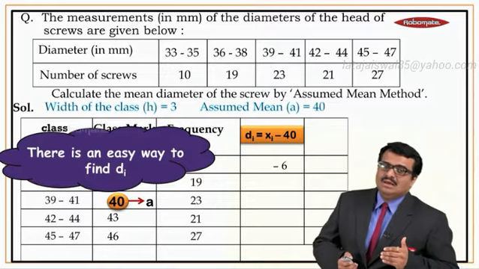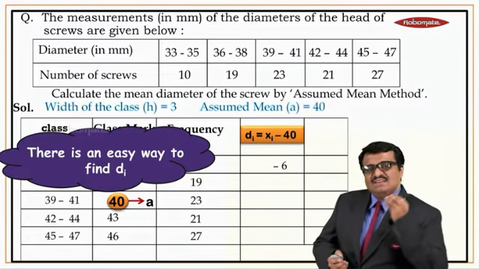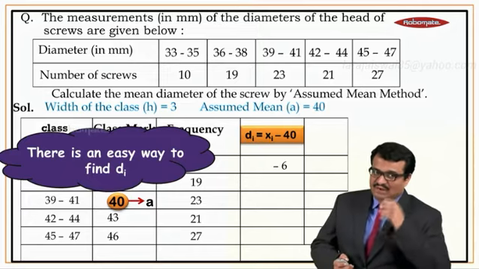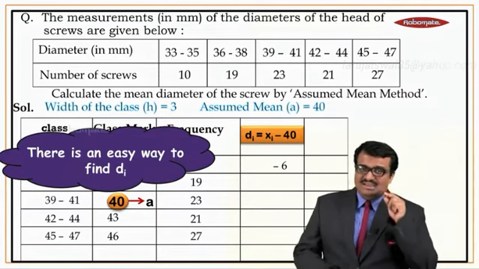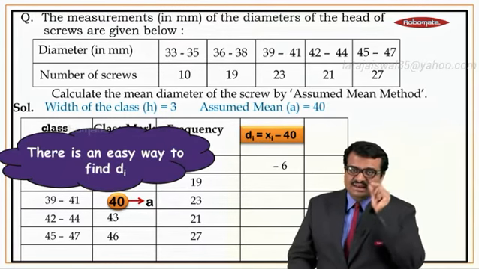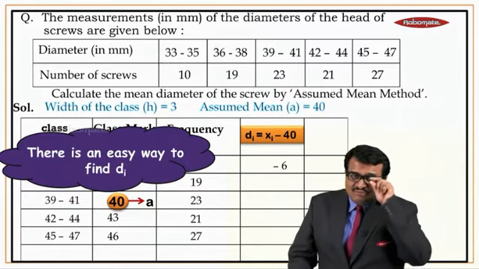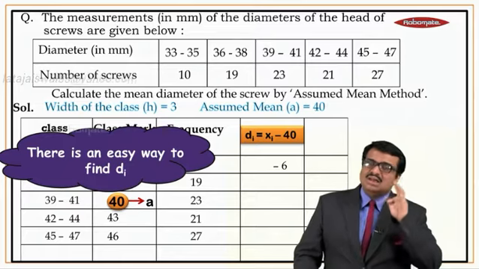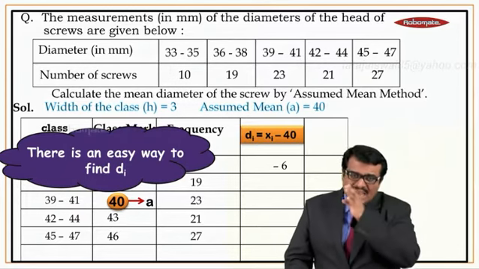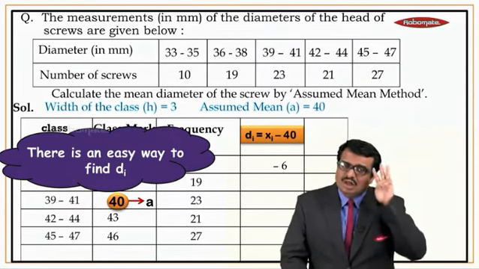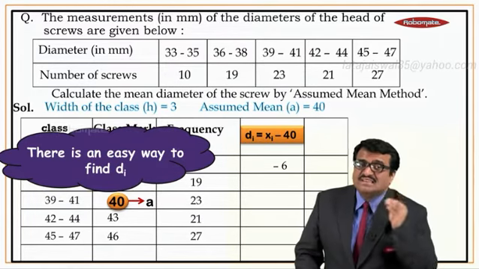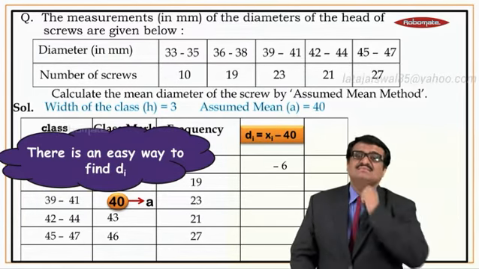But there is one more easy way to find this di. Now when to apply this easy way? I'll tell you that also. Can you see your question? The classes 33 to 35, 36 to 38. The class width is the same throughout. If you subtract any two consecutive lower limits or any two consecutive upper limits anywhere in this first row, you will always get 3, 3, 3, 3 only. When your class widths are the same, you can apply this easy method.